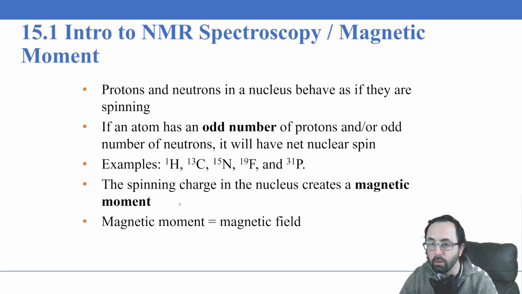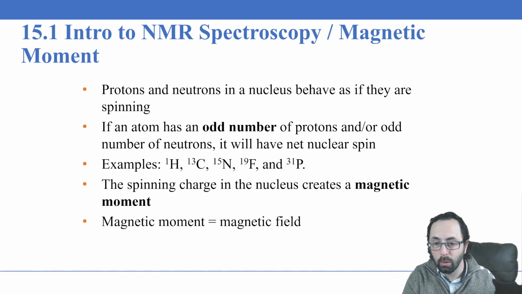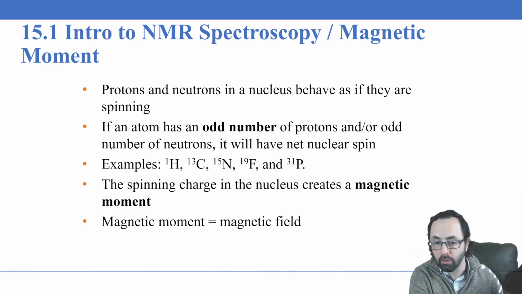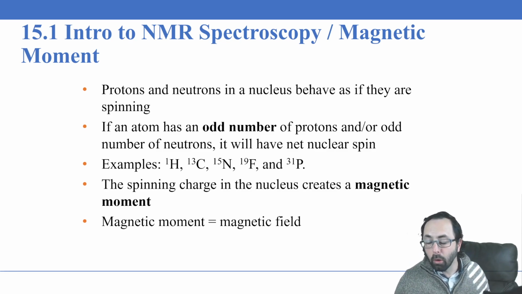So protons and neutrons in a nucleus behave as if they are spinning. They have a quantum mechanical property called spin. Now, it's not exactly spin in the sense that it's spinning around like a sphere would or something like that, or like a top would. But the result is similar, and that's why it's called spin. So when you have a spinning electrical charge, you will have a magnetic field generated around that spinning or moving electrical charge. And that is going to be the same with protons.